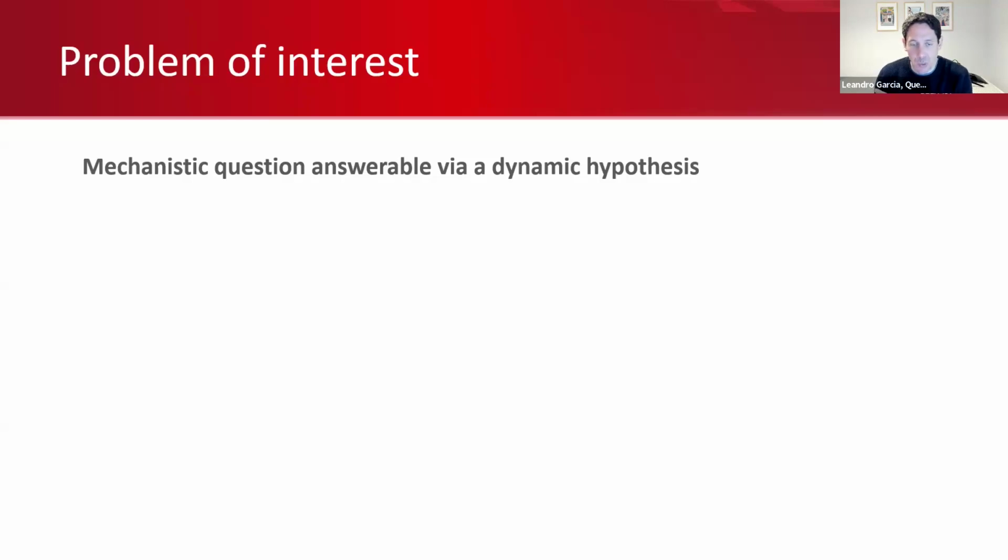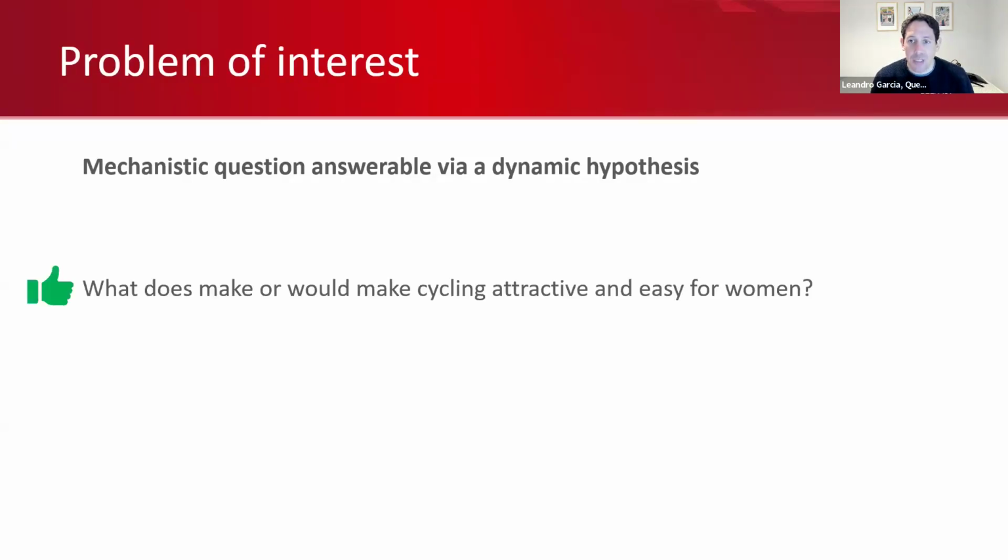And that will be clear as we move along in this presentation. So one example of a problem of interest that is suitable to be investigated through a causal loop diagram is: what does make, or would make, cycling attractive and easy for women? It is a mechanistic question that, at least at the very beginning, intuitively, we can think involves many factors, and that these factors interact between themselves over time, so in a dynamic way.